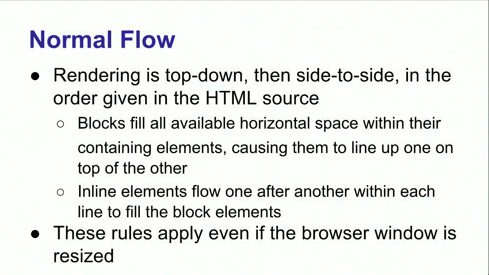In the normal flow of an HTML document, elements are rendered top-down and side-to-side. Block elements fill all horizontal space within their containing elements, causing them to stack in rows. Inline elements flow like text within paragraphs, one after the other until they reach the end of a line. When the browser window is resized, the elements are adjusted as required to comply with the normal flow rules.